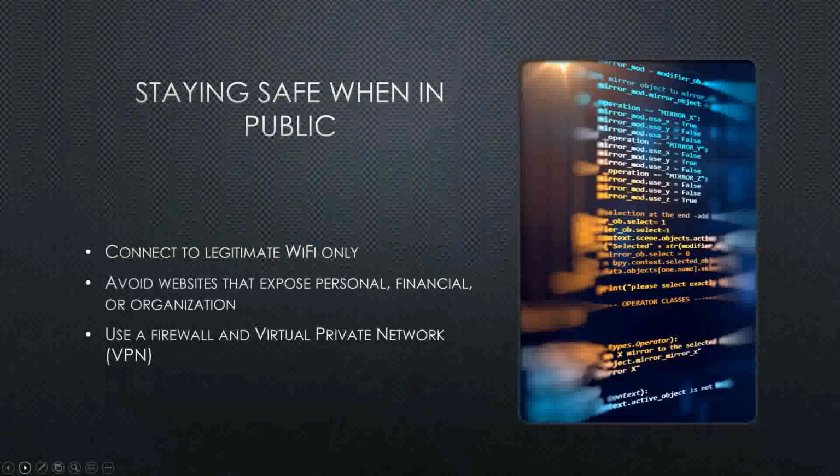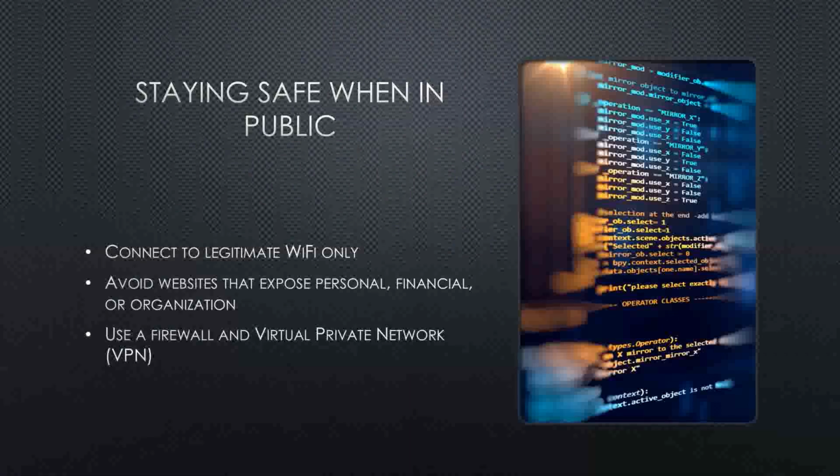Staying safe when in public. First way to stay safe when out in public is connect to legitimate Wi-Fi only. Obviously, when you're out in public, avoid websites that expose personal or financial data. Know what websites you're going to and putting your information on. And lastly, you can use a firewall or a VPN to make sure that your data is being protected.